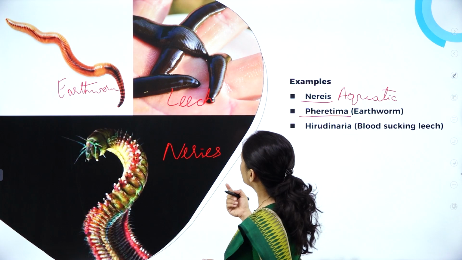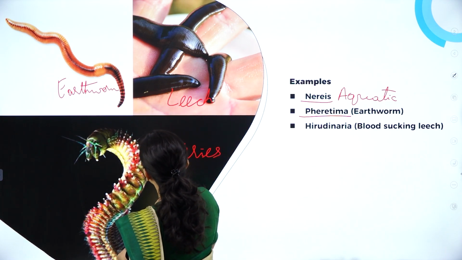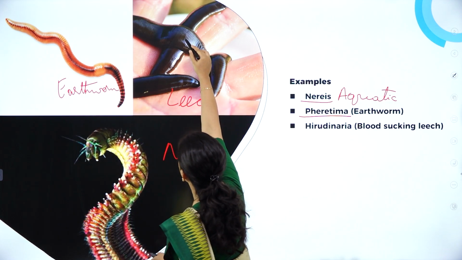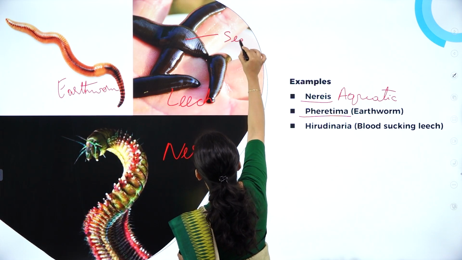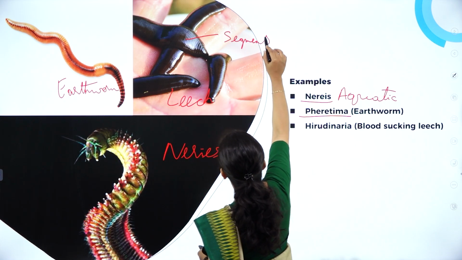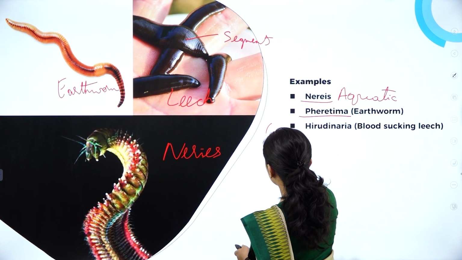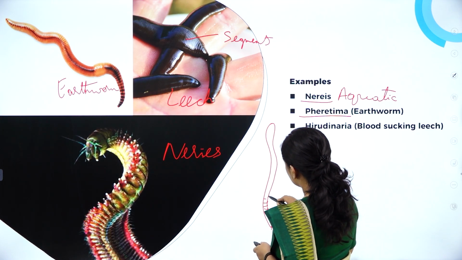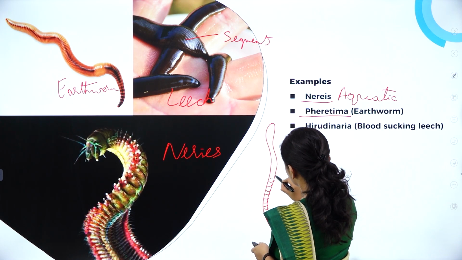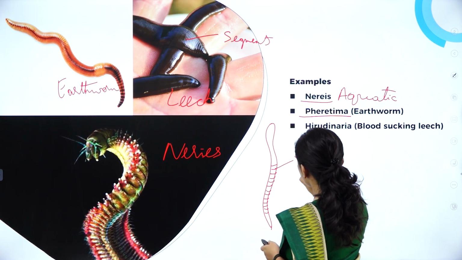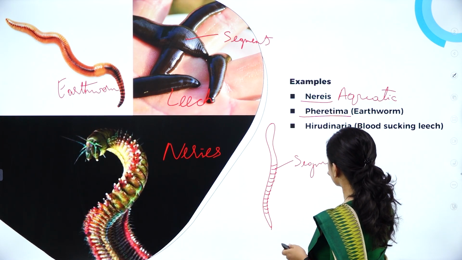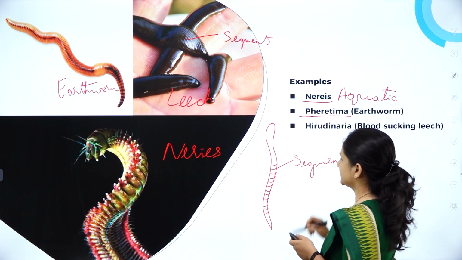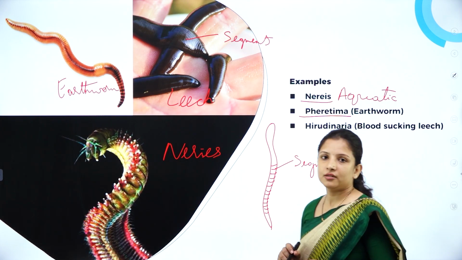If you can see here, in their entire body they have segments. All of these have segments, right? Segments are nothing but lines. If I take an earthworm, the entire body has round ring-like structures or segments. And what type of segmentation? Metamerism. So this is about the annelids.